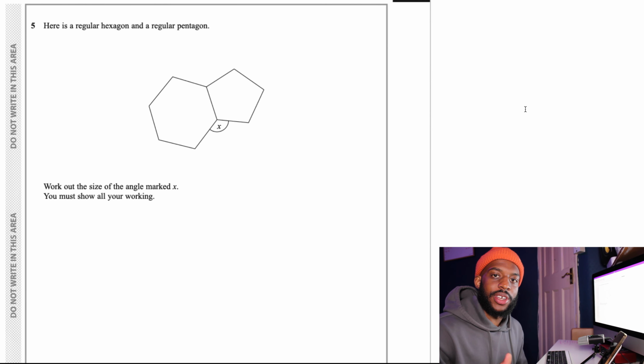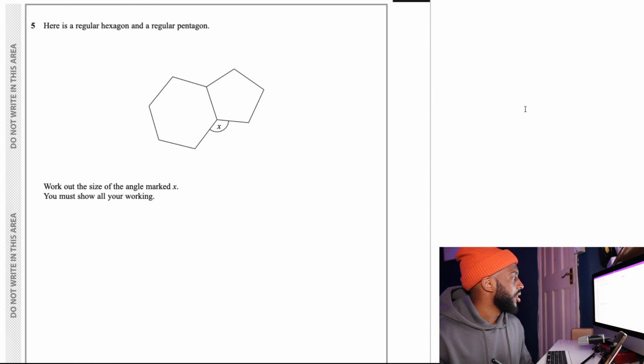In this question, we're looking at angles in polygons. So we can see we have a hexagon on the left here and a pentagon on the right, and the question's asking us to find this angle X. So if we are to split this shape into two like that, and I'm going to call this angle X and this angle Y.